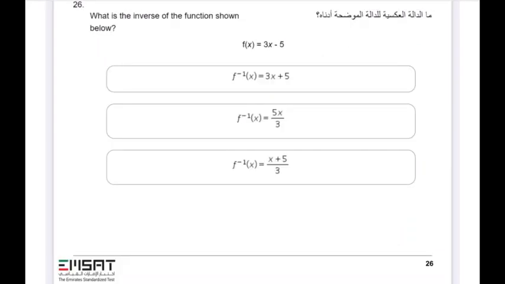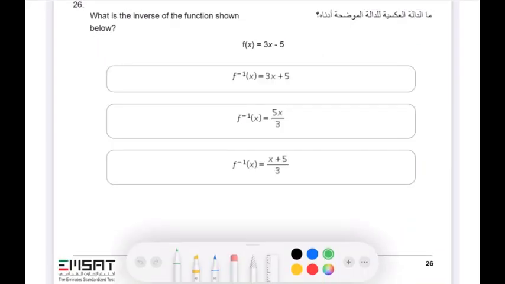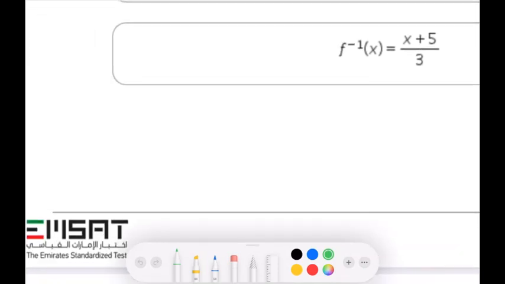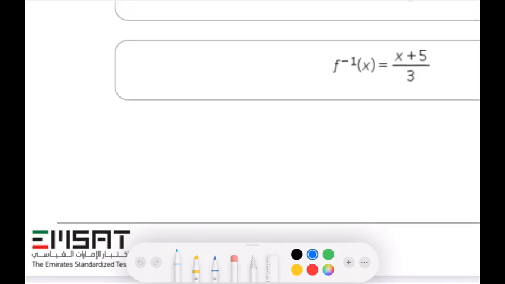What is the inverse of the function shown below? f of x equals 3x minus 5. In order to find the inverse of this function, step 1 is to interchange the x and y values. Interchange or switch the x and y values.